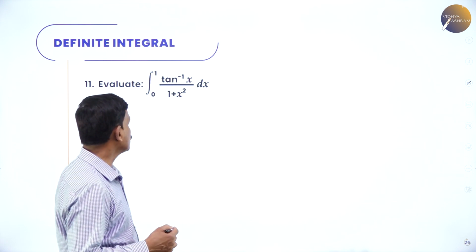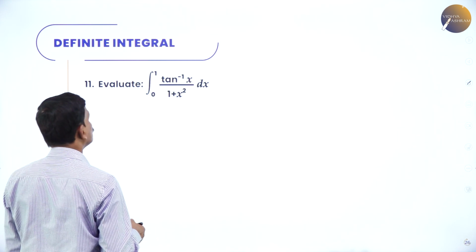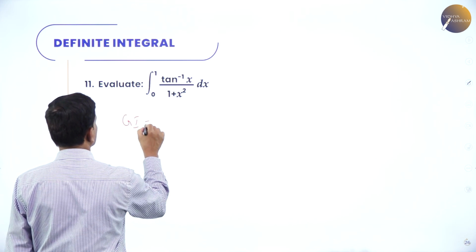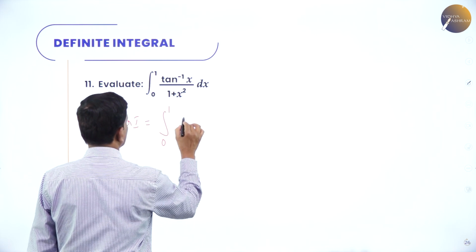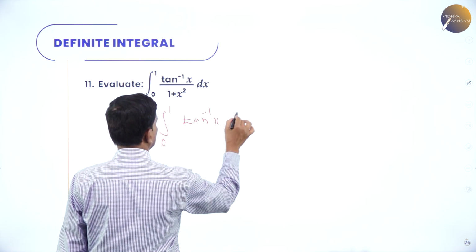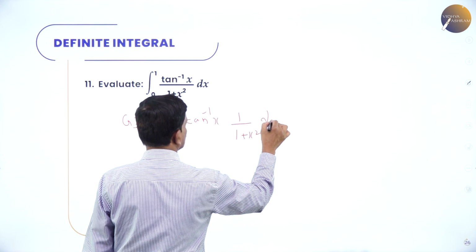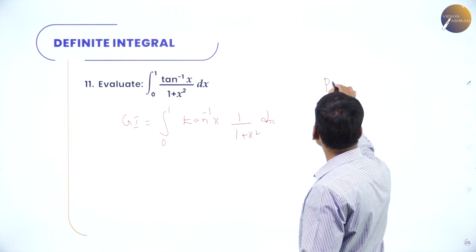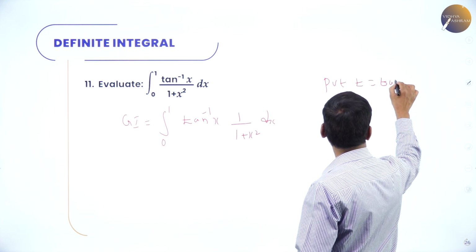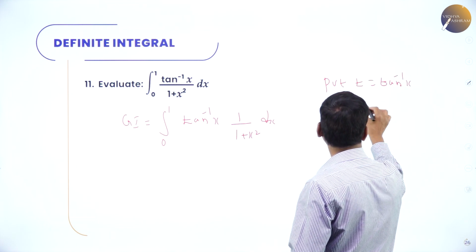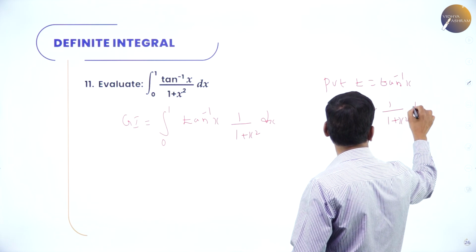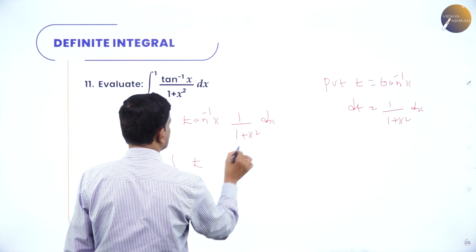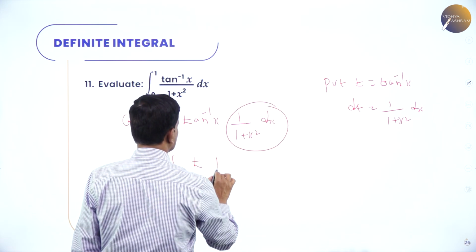Now let us move on to the next problem. Evaluate 0 to 1 tan inverse x by 1 plus x square dx. So the given integral can be written as integral 0 to 1 tan inverse x into 1 by 1 plus x square dx. Now let us take t as the substitution. Put t is equal to tan inverse of x. Differentiation of tan inverse x is 1 by 1 plus x square dx. So this integral becomes integral of t, where tan inverse x is t, times 1 by 1 plus x square dx.